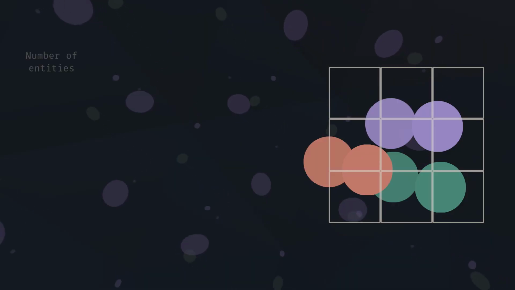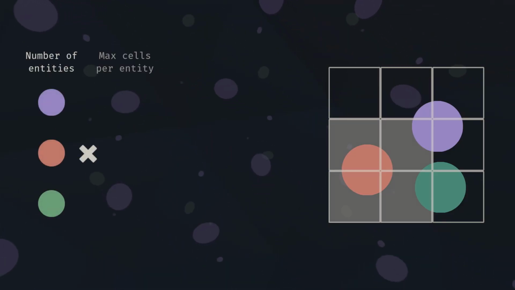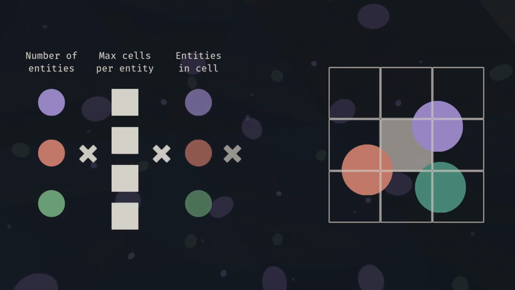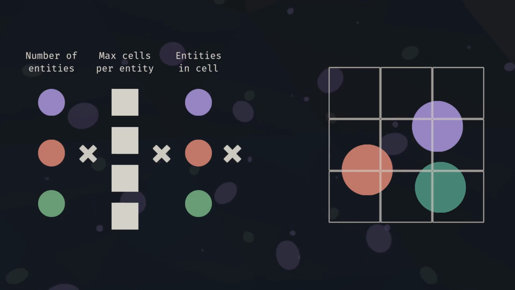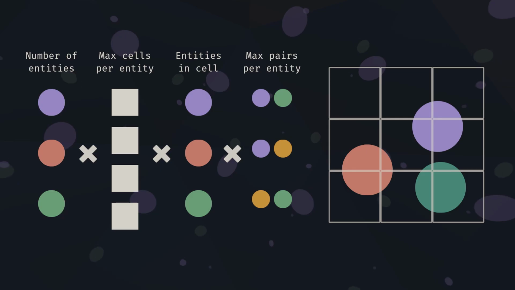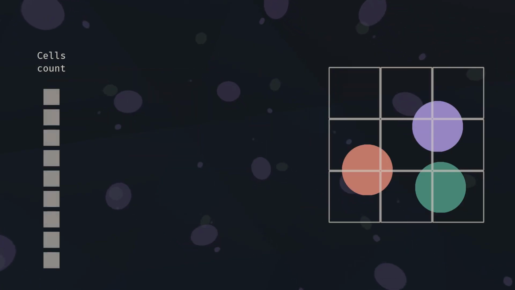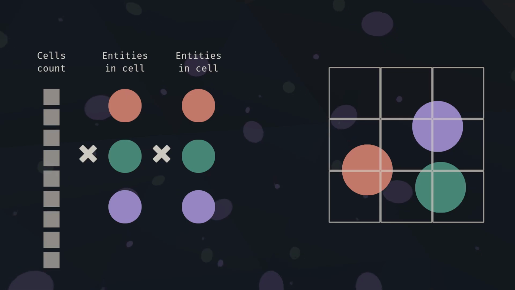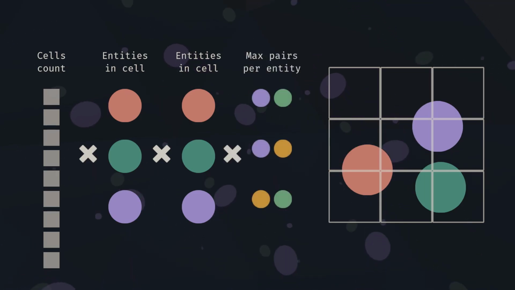Approach 1 complexity. Number of entities multiplied by maximum cells taken by one entity, multiplied by number of entities in one cell, multiplied by max pairs per entity. The last factor is added since when adding each potential pair, we need to check if it's not yet added. Approach 2 complexity. Number of cells multiplied by number of entities in one cell, power 2, since the check is symmetrical, so each pair is checked only once. Multiplied by max pairs per entity, to check if it already exists.